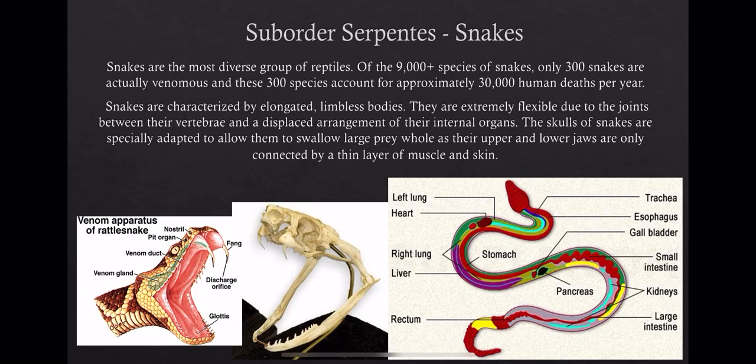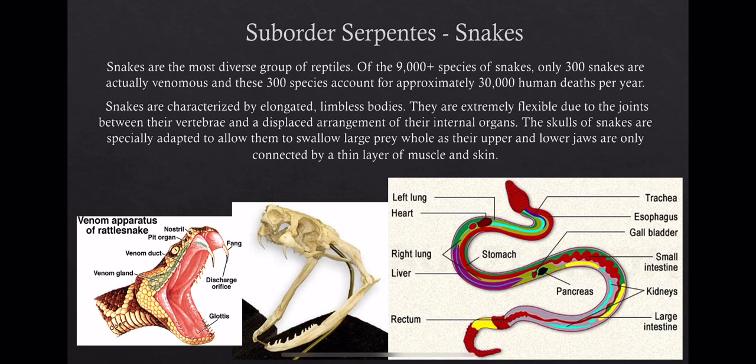So let's talk about serpents. So there are over 9,000 species of snakes. They are the most highly diverse of all of our groups of reptiles. But of these 9,000, only 300 of them are actually venomous. Again, a lot of us think of snakes and we immediately think like, oh no, poison, stay away. Only 300 of 9,000 are venomous or dangerous to you in that way. But of those 300 species, they do account for 30,000 human deaths per year. So their venom, a lot of times, is nothing to play with.